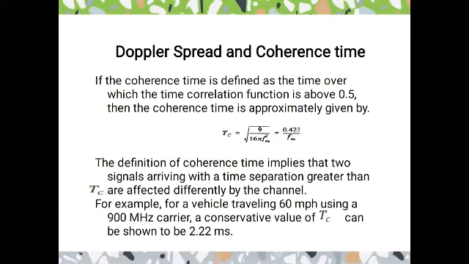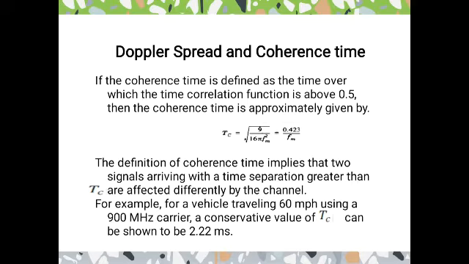If the coherence time is defined as the time over which the time correlation function is above 0.5, then the coherence time is approximately given by Tc equal to square root of 9 divided by 16 pi Fm square, that is 0.423 over Fm. The definition of coherence time implies that two signals arriving with a time separation greater than Tc are affected differently by the channel.